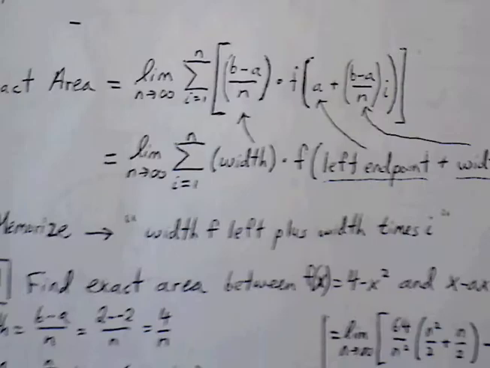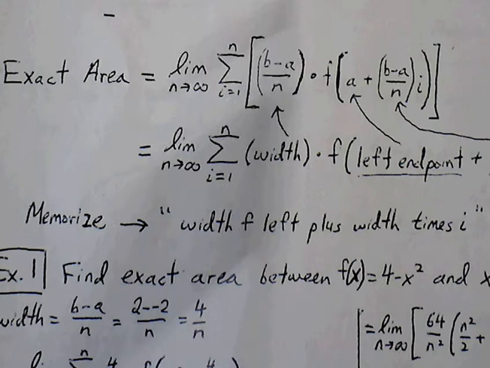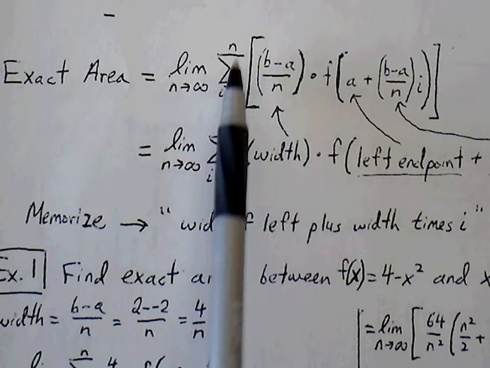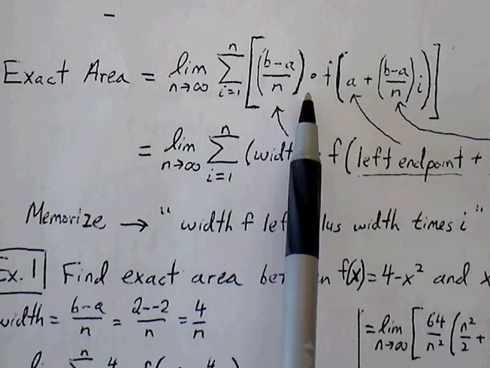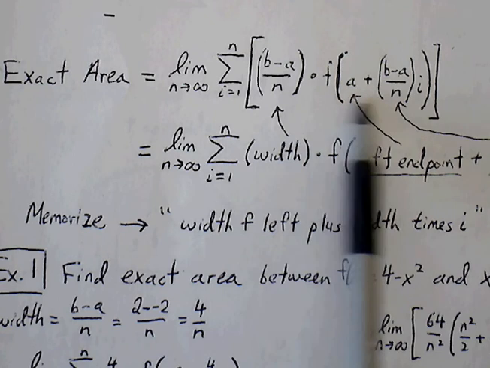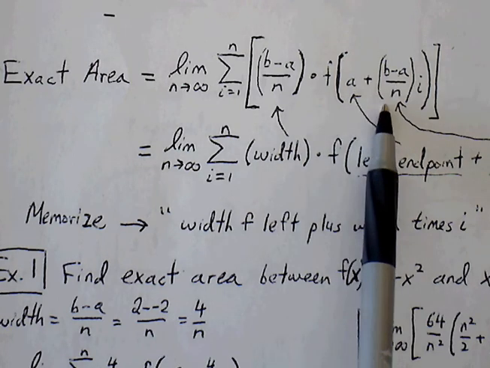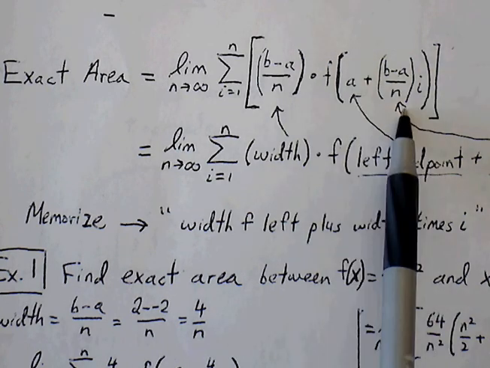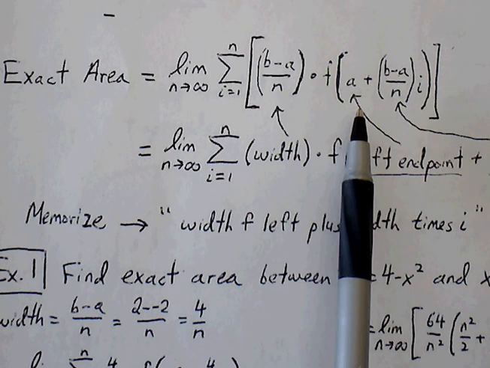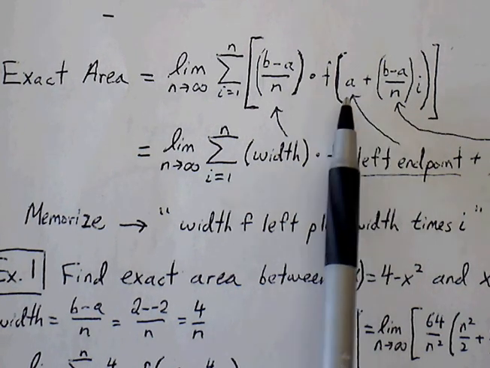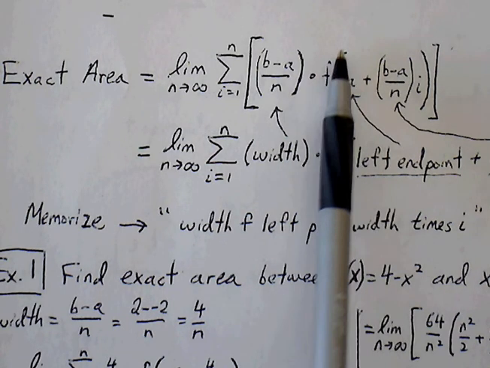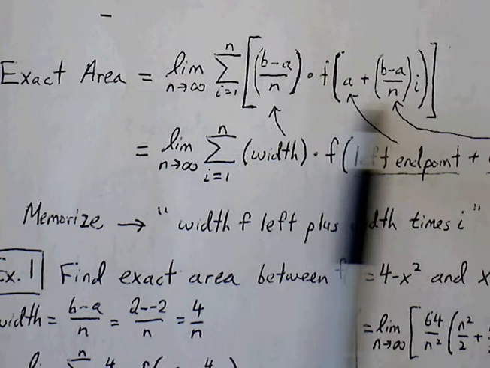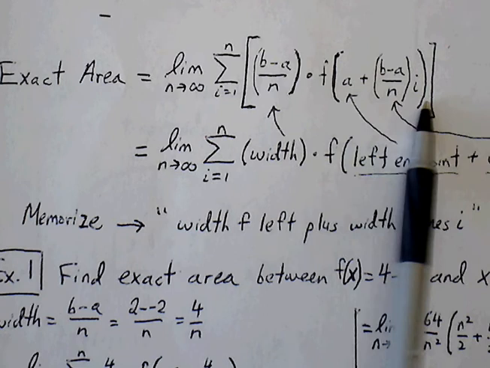So here's the formula. Exact area is the limit as n approaches infinity, the summation from 1 to n of (b minus a over n), this represents the width, times the height, and the height is f of (a plus (b minus a over n) times i). So this portion allows the function to increment through each of the widths and then can be plugged into the function to get the height. So this represents the width, this represents the increments of height for each rectangle.